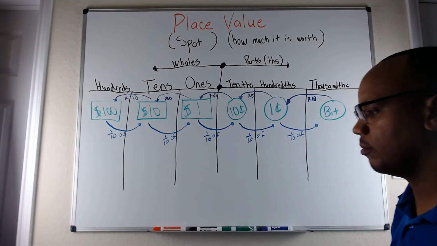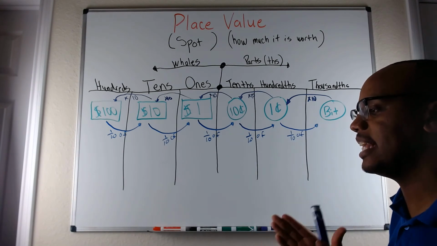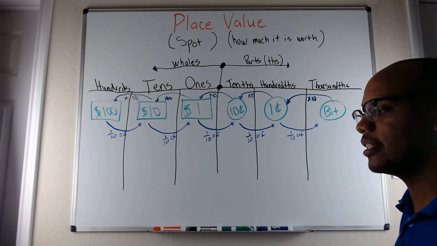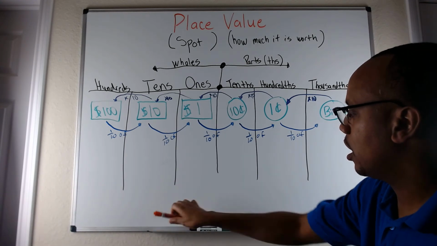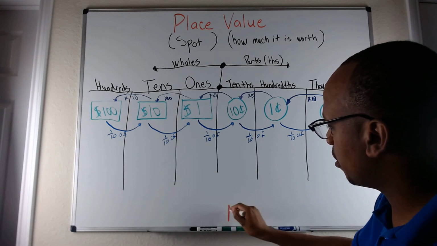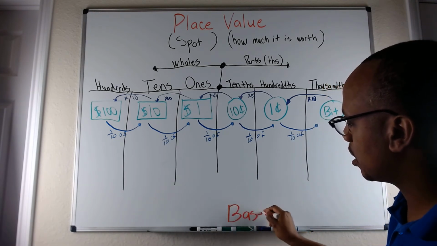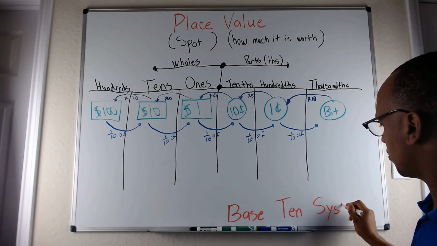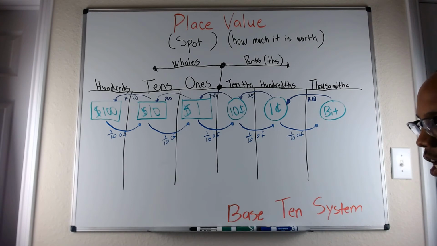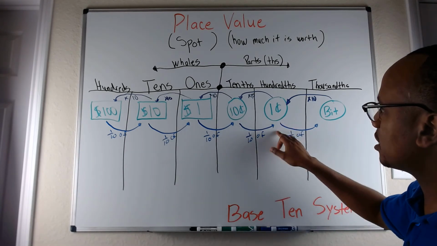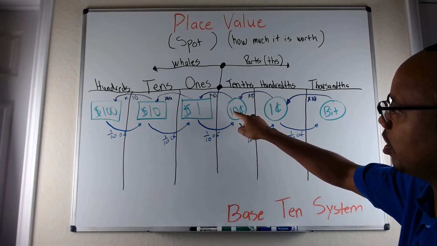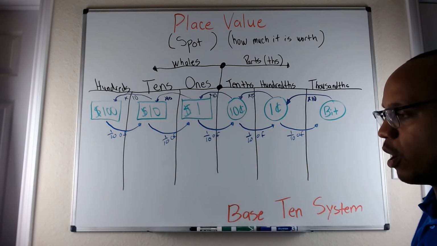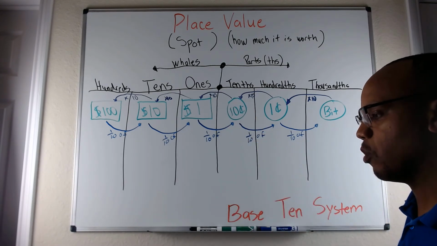So this is your base 10 system. This is your structure system. This is the numbering system that we use in our world, right? I'm gonna put it at the bottom. This is your base 10 system, right? That means 10 small ones can come together and make the next big one, or take one big one and decompose it and break it down into 10 small ones. Base 10 system, right?